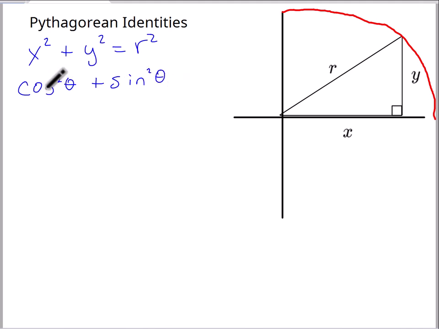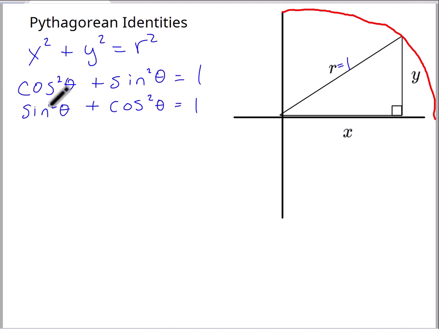The squared is above the cosine, because sometimes if you wrote the squared on top of the theta, it looks like the theta is being squared. So we square the trig function, that's what's being squared here. And when it's cosine and sine, then my radius is 1. So my first Pythagorean identity is cosine squared plus sine squared is equal to 1, or on your paper it actually switches these, which is fine: sine squared plus cosine squared is equal to 1.